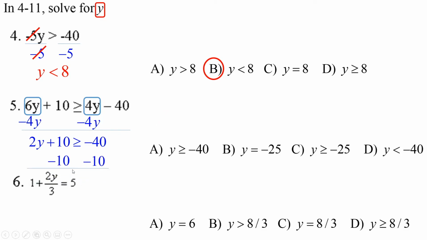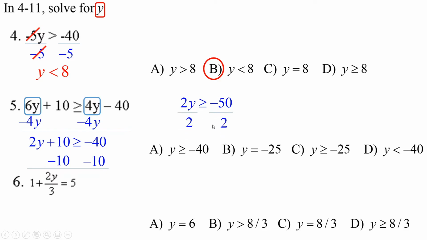Now I'm out of room, so I'm going to have to write this over here somewhere. Well, adding or subtracting does not affect my inequality symbol, so it's still going to be a greater than or equal to. All right, and on the left, I have 2y plus 10 minus 10. Well, that leaves me just the 2 y's. 2y is greater than or equal to negative 40 minus 10 more. That would be negative 50. And now you divide both sides by 2.